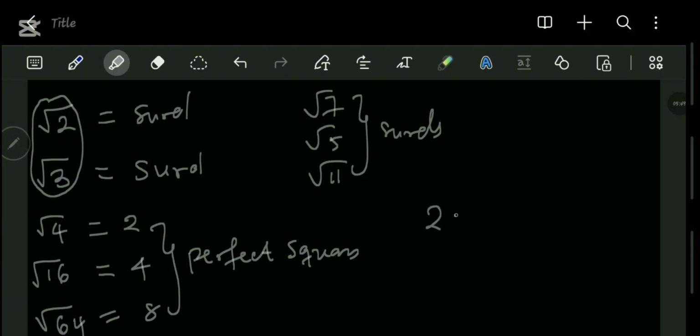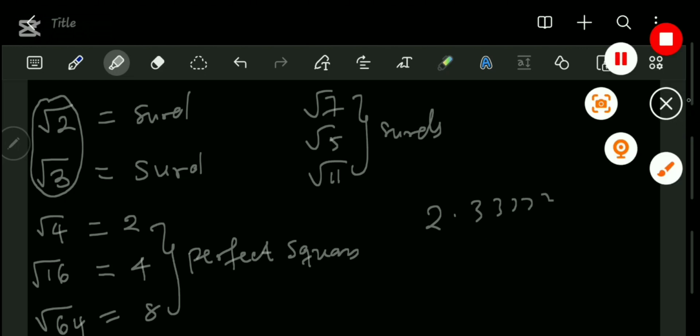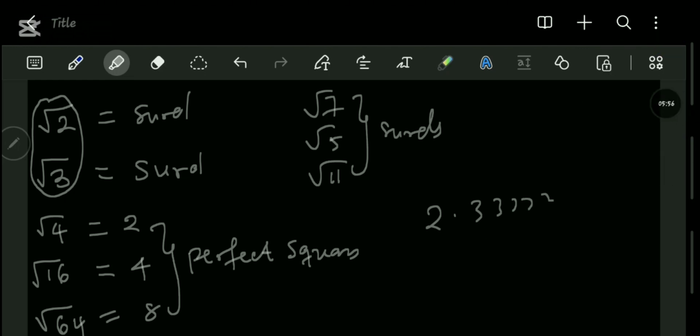Something like 2.33333. This is an irrational number. So numbers that have many decimal numbers behind the point are considered irrational. Right? So let's prove it.